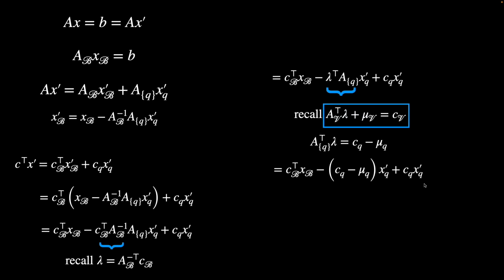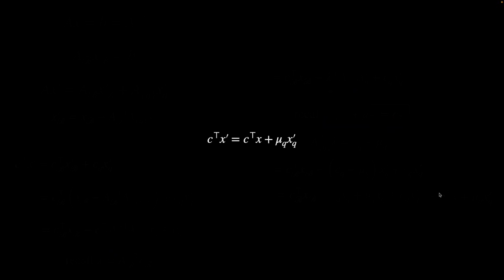Now we can make some simple simplifications here. We're just distributing the xq prime, and notice that these two terms will now cancel out, so we are left with c transpose x plus mu q xq prime. Where does this c transpose x come from? Remember, c basis transpose x basis is just another way to write c transpose x. So that's all we've done. The final result from going on this journey is that c transpose x prime is equal to c transpose x plus mu q xq prime. We can bring the c transpose x over to the other side and we get this.